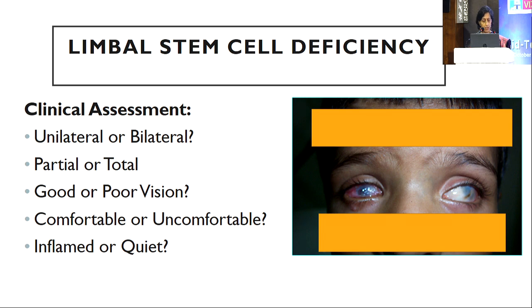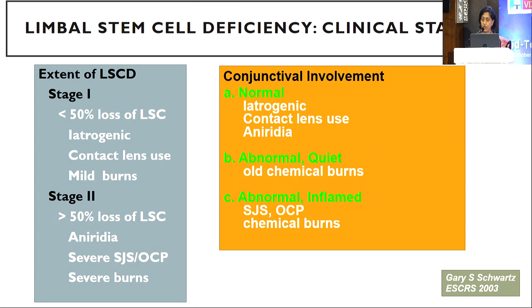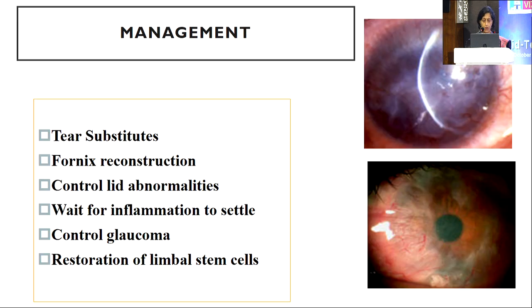You have to see whether it's unilateral, bilateral, partial or total, and don't forget the vision, because the eye may look quite severely involved, but the level of vision may be different. Look at the extent of conjunctival involvement, whether it's inflamed or not, and what is the underlying disease.